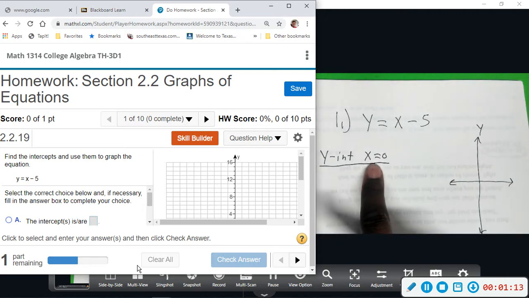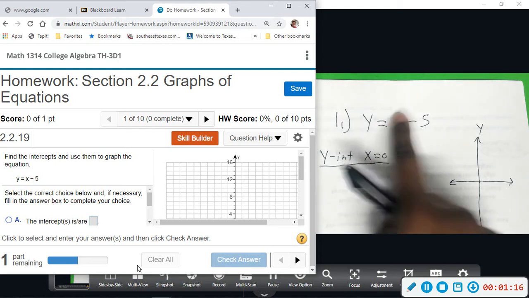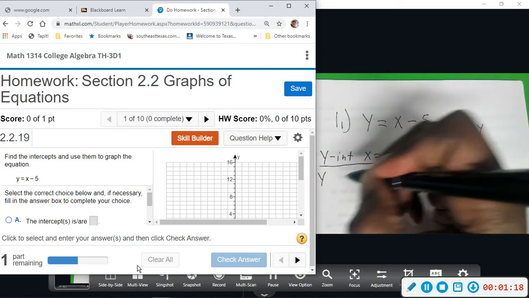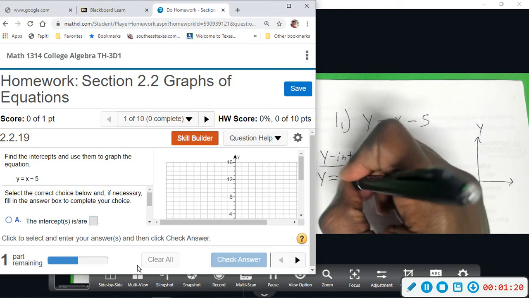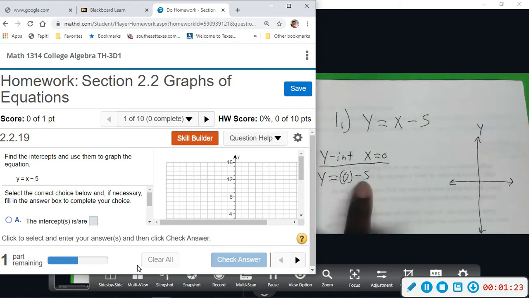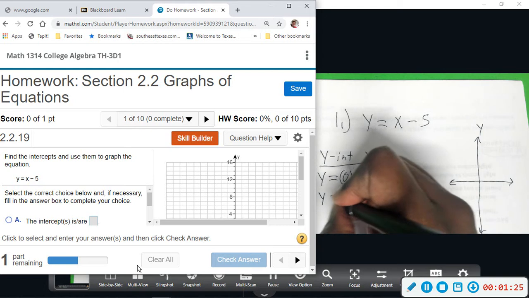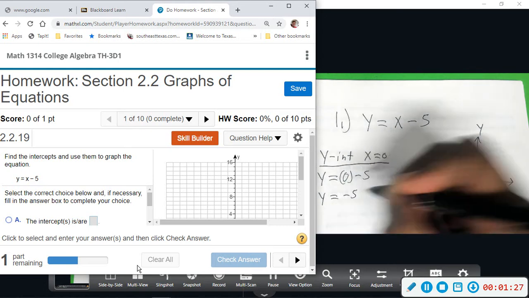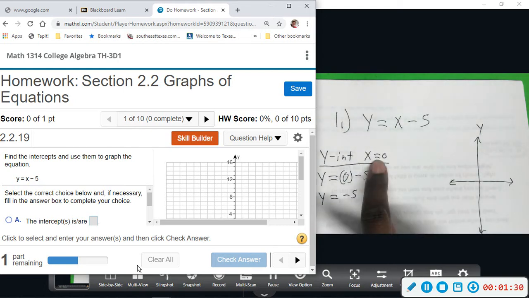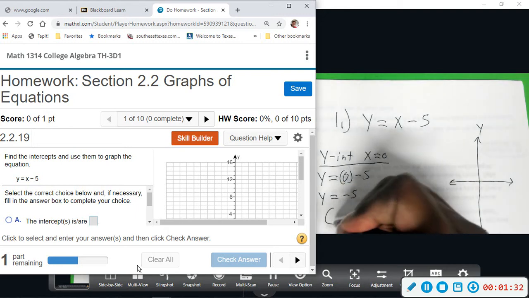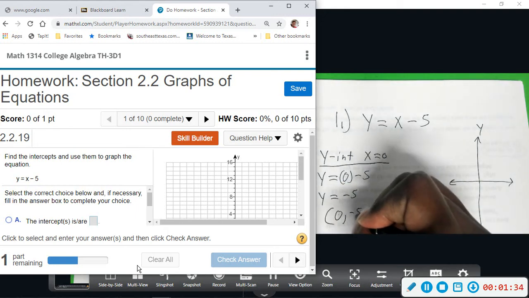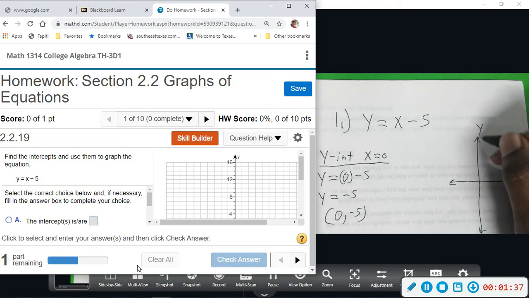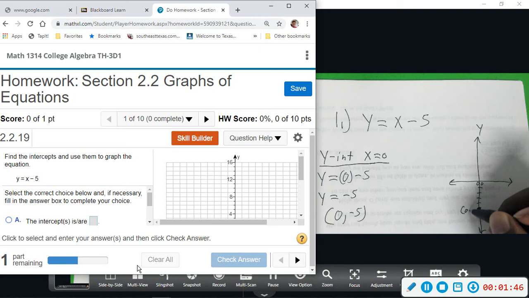So if I want to find the y-intercept, I'm going to plug a 0 in for x. Our equation: y equals 0 minus 5, and when you simplify, you get y equals negative 5. So x is 0, y is negative 5, giving the ordered pair 0, negative 5. On this graph, we go from 0, 0 in the middle, down 1, 2, 3, 4, 5, and make that point. That is 0, negative 5.